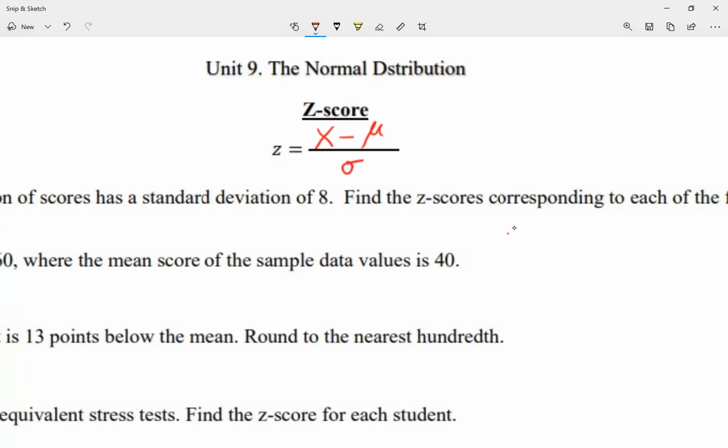Notice it's a fraction, so the top is considered a group. So I'm going to do the subtraction first, and then I'm going to do the division, right? A fraction is division. And again, this is going to give me a decimal, sometimes a whole number. Sometimes it's positive, sometimes it's negative. And that's going to be my z-score. So let's take a look.